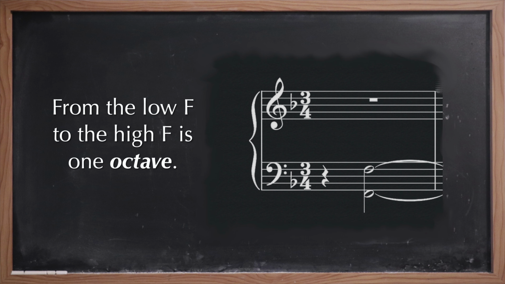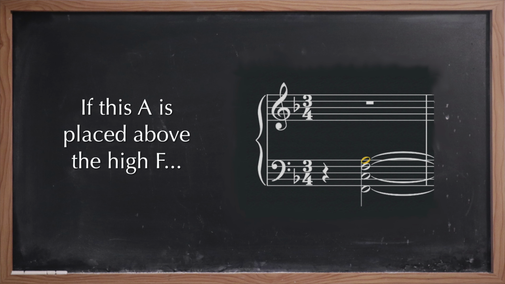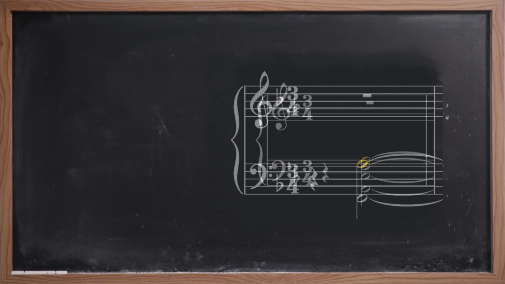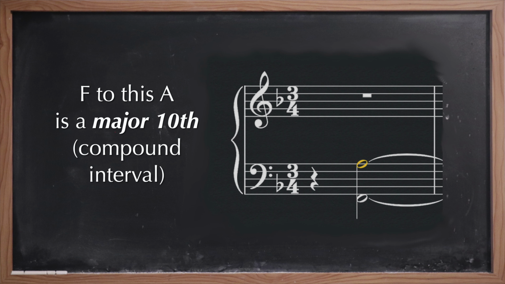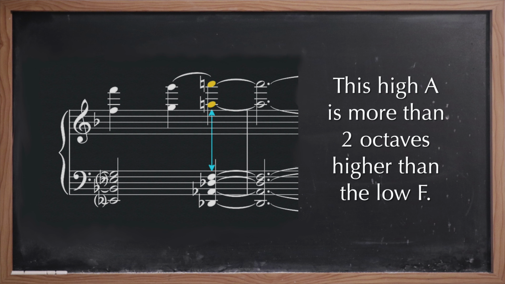So for example, from this low F to this high F, that's 1 octave. But if we were to place an A above this high F, and if we measured the distance from the low F to this A, that would be a compound interval because it's more than 1 octave. But Vaughan Williams even stretches these dissonances more than 2 octaves apart, as you will see.